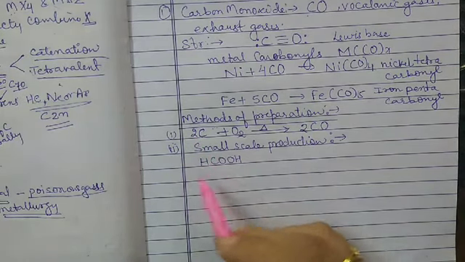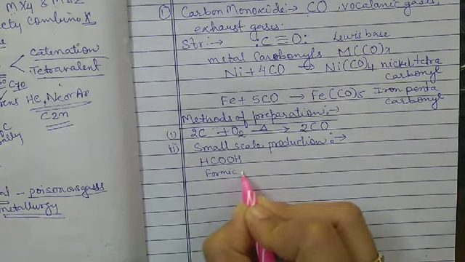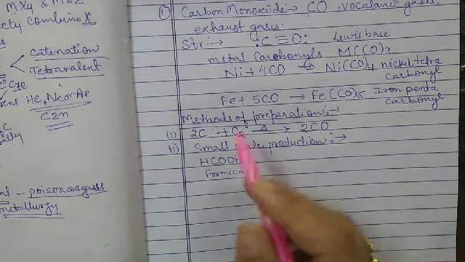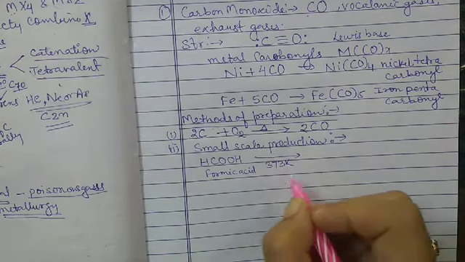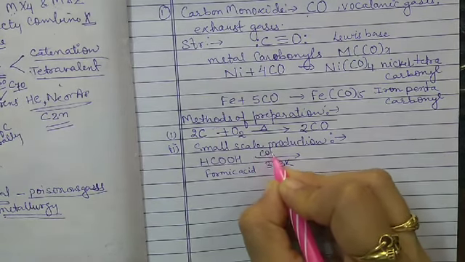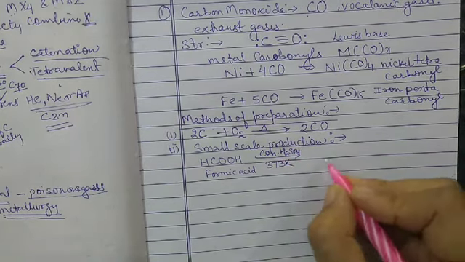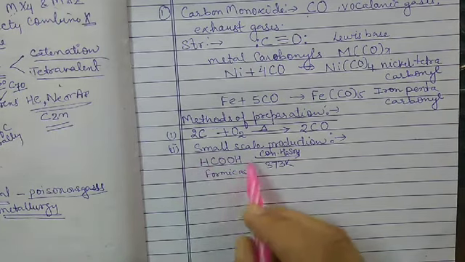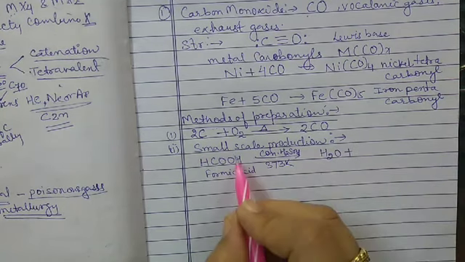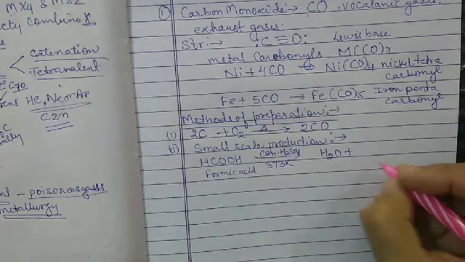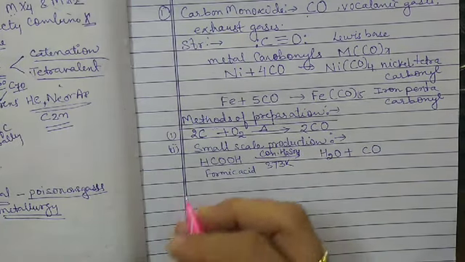It is also known as methanoic acid. By dehydrating the formic acid at the temperature of 373 Kelvin in the presence of concentrated H2SO4, the dehydration of the formic acid takes place and we get water, that is H2O, and what is left is CO. So this is another method for the preparation of carbon monoxide.